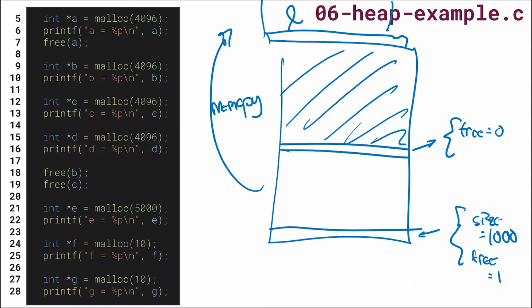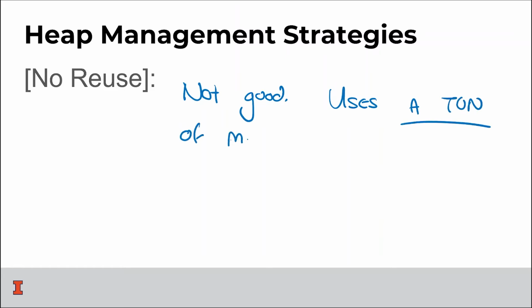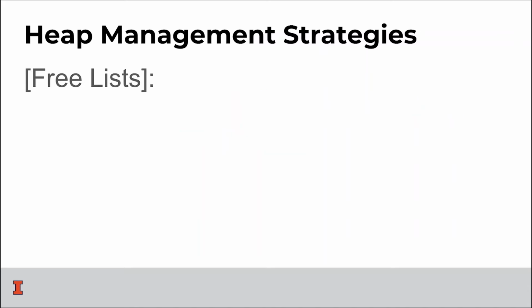And I want to actually combine these things into strategies. One strategy is the no reuse strategy. This strategy is not good. It uses a ton of memory. We definitely don't want to do that.